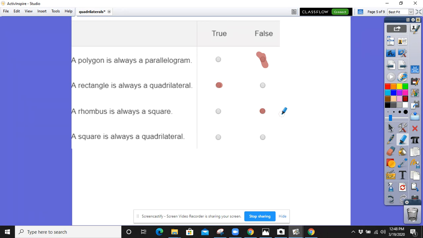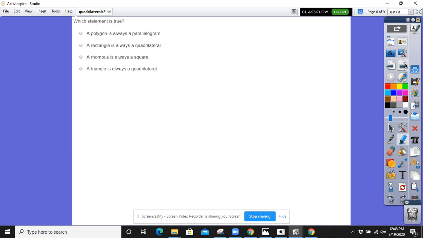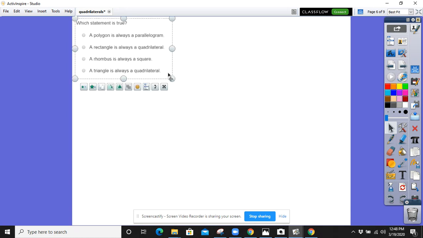A square is always a quadrilateral. Yes, a square absolutely is a quadrilateral because a quadrilateral just has 4 sides and 4 angles, and a square has those attributes. So if you got all those correct, give yourself a pat on the back. All right, let's go for the next one. Go ahead and answer this question.